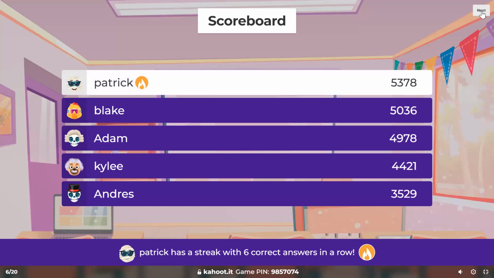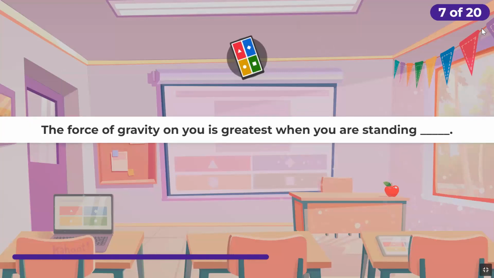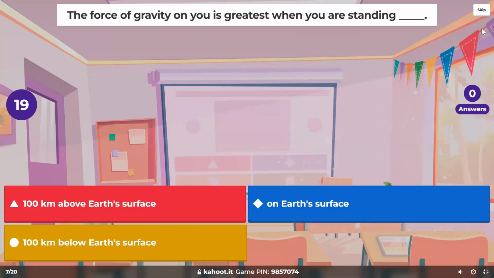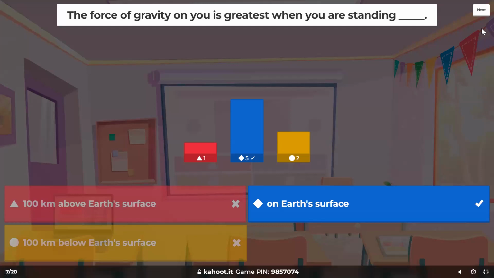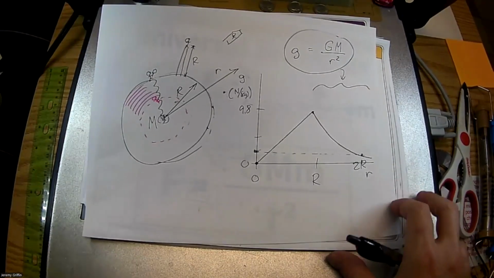All right, we got Andres, Kylie, Adam, Blake, Patrick, fire. The force of gravity is greatest on you when you are standing where? Yeah, right on Earth's surface. Right. Where'd you guys see that? You guys remember this from last week, right?